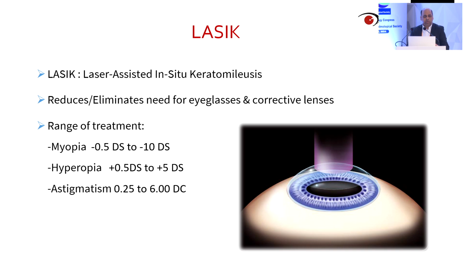The treatment range starts from -0.5 and goes up to -10 diopters in most of the machines. While in case of hyperopia, 0.5 to 5 diopters, because if you go beyond that, it will be too flat, and there is a risk of regression also in hyperopic cases. So you can club it with cross-linking also if you are treating a very high number.